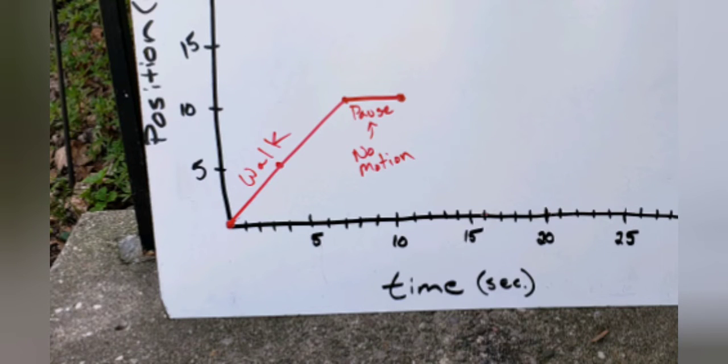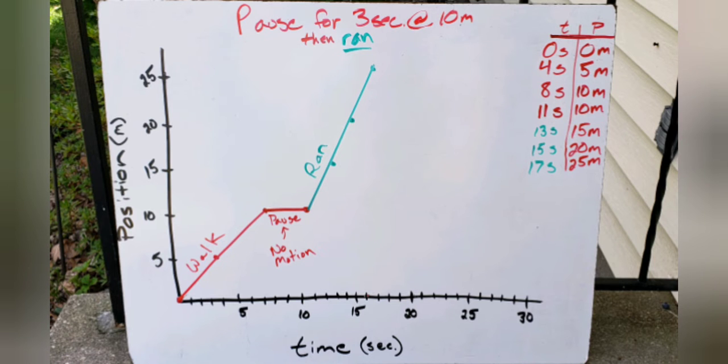So up through 11 seconds is graphed. You'll notice that there's a part where she's walking to 10 meters and that 3-second pause where there's no motion. Now after that 3-second pause, instead of creating a line that is at the same slope or the same pace that she was walking before, you can see her run line is steeper than the line that she was walking at prior to that.